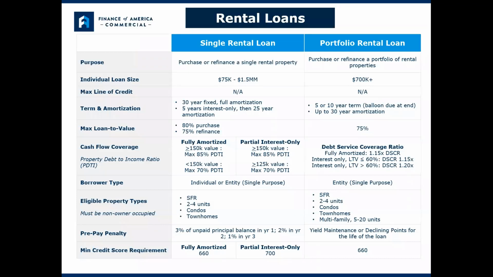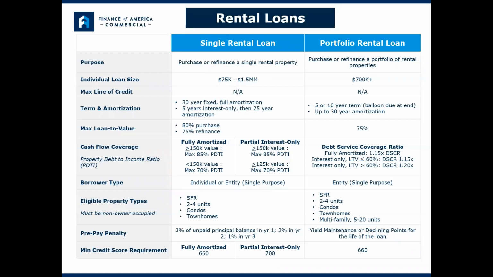Meaning the first year is 3%, the second year is 2%, the third year is 1%, and after 3 years, there is no prepayment penalty. So you can sell the property, because sometimes you have rental properties and you want to take advantage of the market and sell. So this gives you the opportunity.